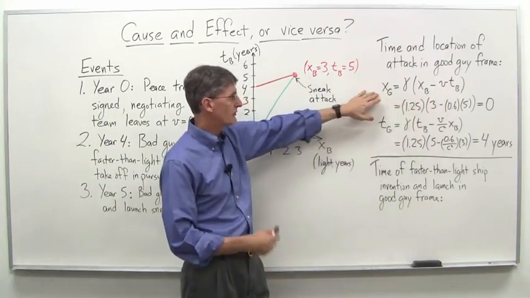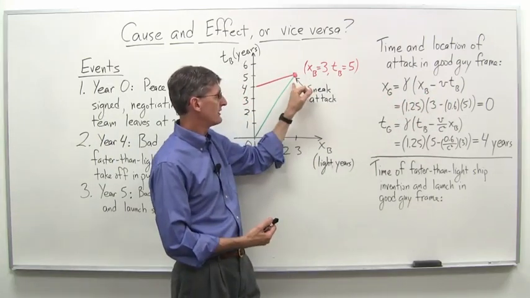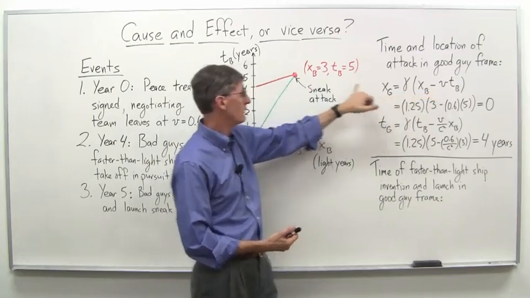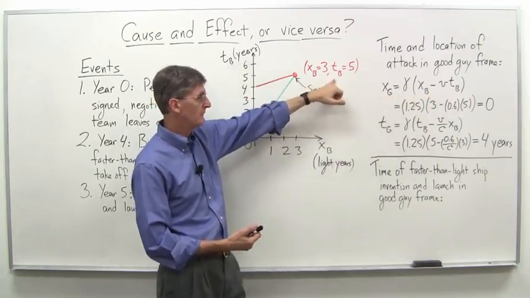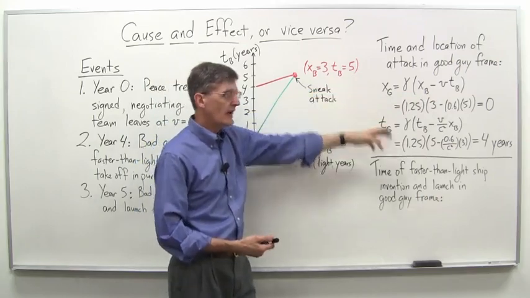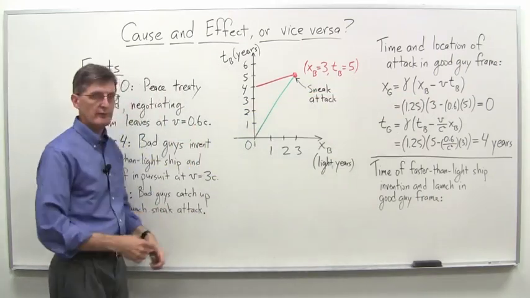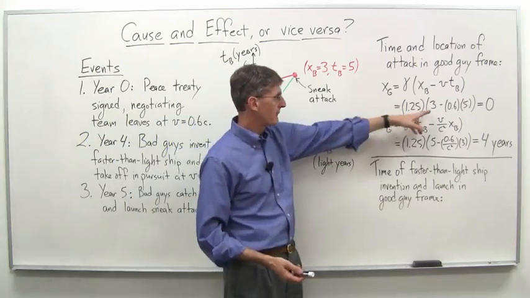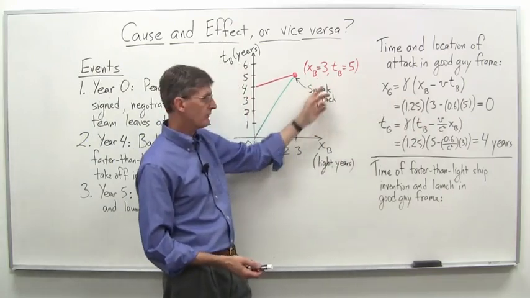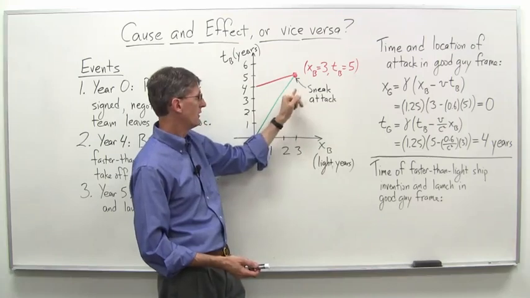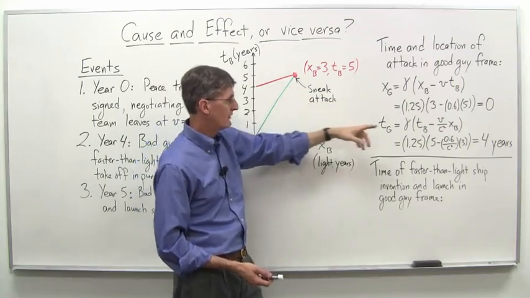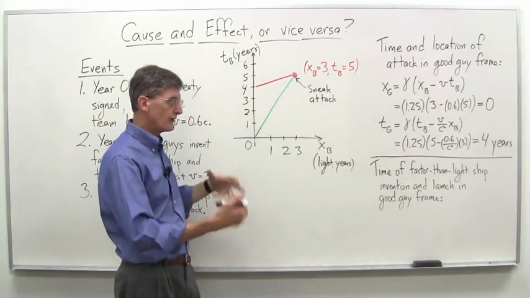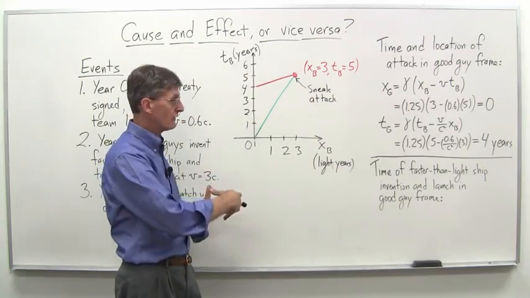So the x location of the sneak attack here is going to be gamma times x sub b minus v t sub b, where we've got x sub b and t sub b here, 3 and 5. Gamma for 0.6 c turns out to be 1.25. So we just plug in the numbers. 1.25 for gamma, 3 for x sub b, the location in the bad guy frame where the sneak attack occurred, and the time where the sneak attack occurred in the bad guy frame. And we're transforming it now into the good guy's coordinates.